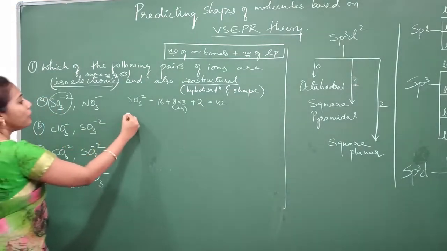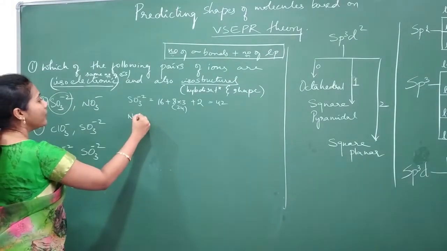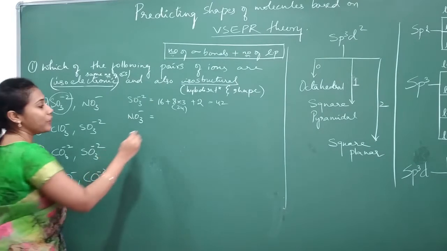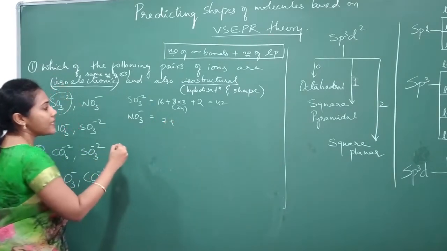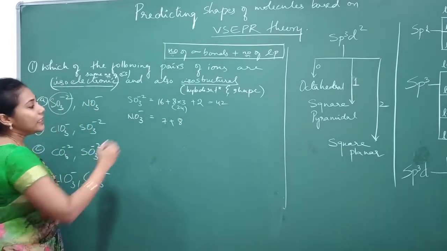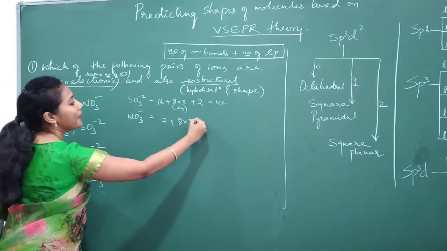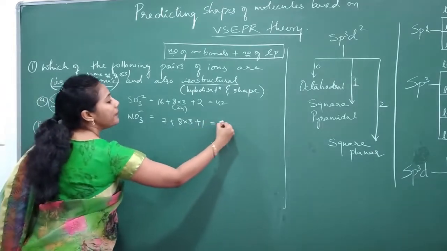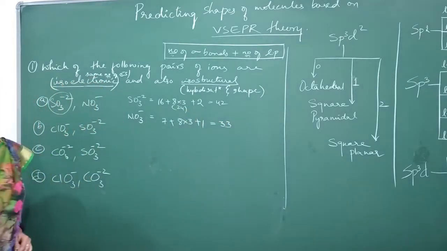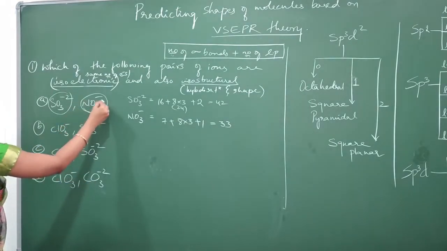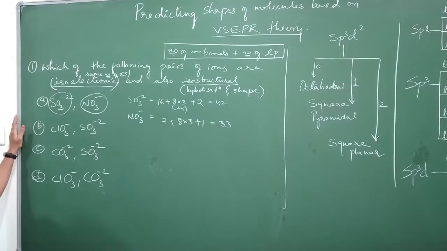Similarly, how many electrons are there in NO3 minus molecule? Atomic number of nitrogen 7 plus atomic number of oxygen 8 into 3 plus 1 minus is there, no? So I added 1. So you will be getting around 33, isn't it? So 33 electrons are there in NO3 minus.